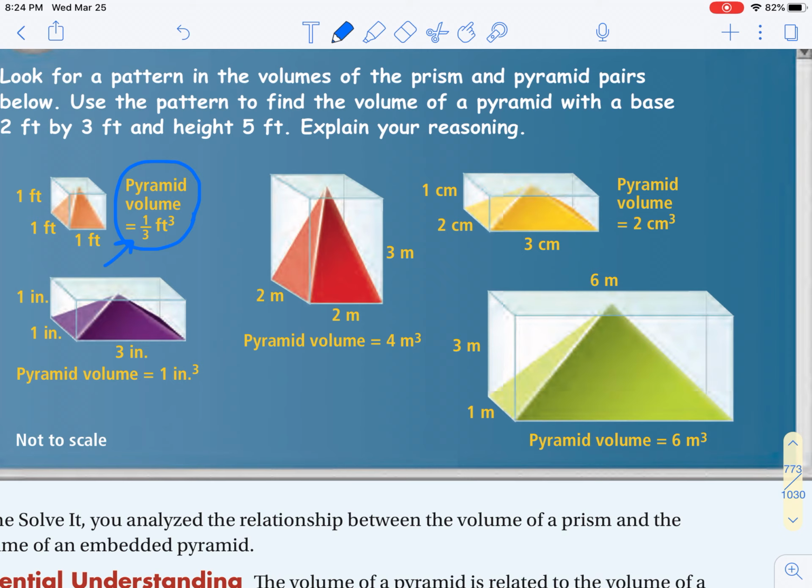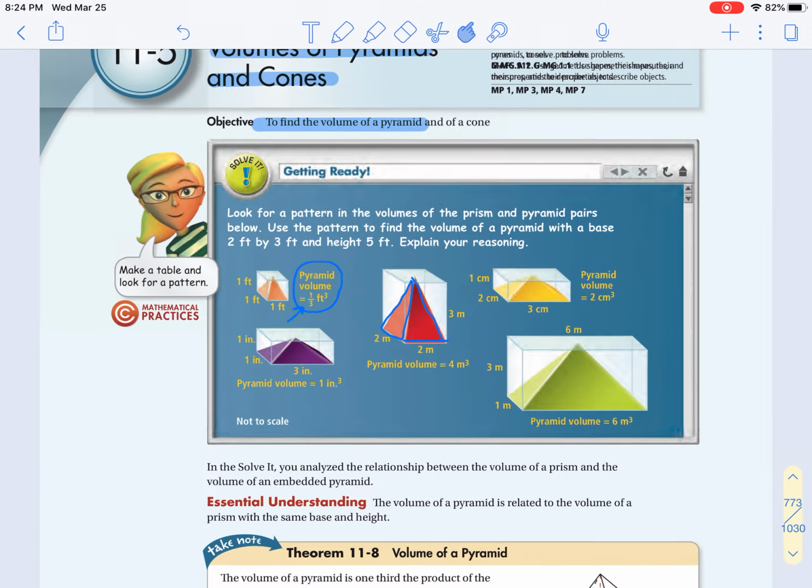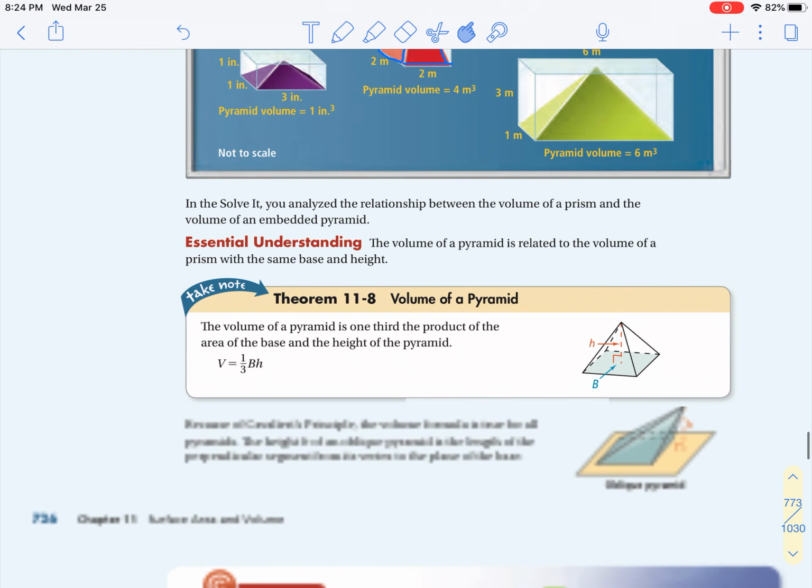So for example, if you were to take this red prism here, fill it up with water, and dump it into its corresponding prism 3 times, it would fill it to the very top. So let's take a look at the equation.